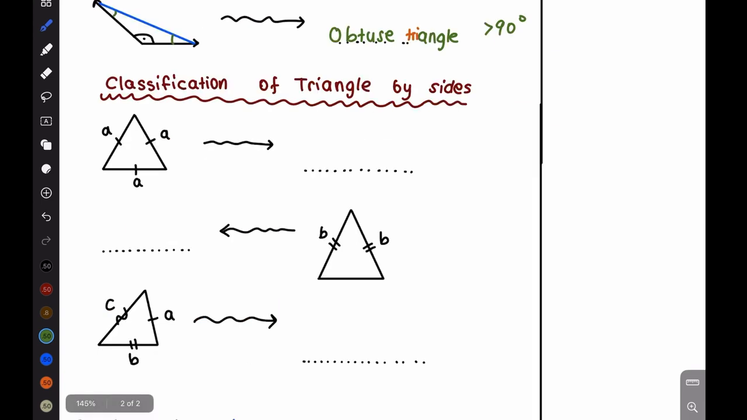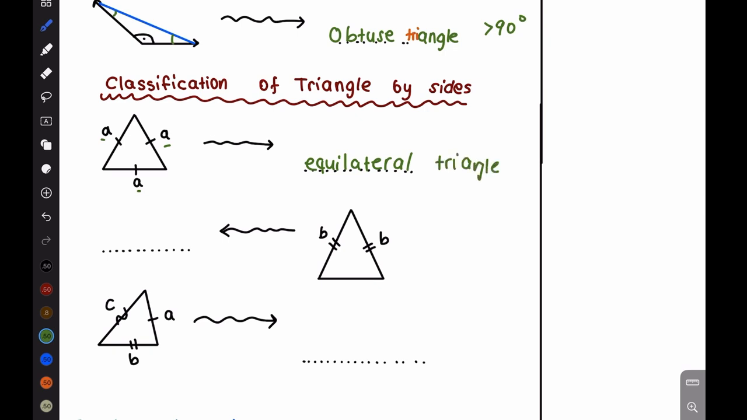We can also classify triangles by their sides. If we pay close attention to the length of each side of a triangle, we can see that there are three possibilities. First of all, if all sides of a triangle are exactly the same length, as you can see in that triangle, we call it an equilateral triangle.